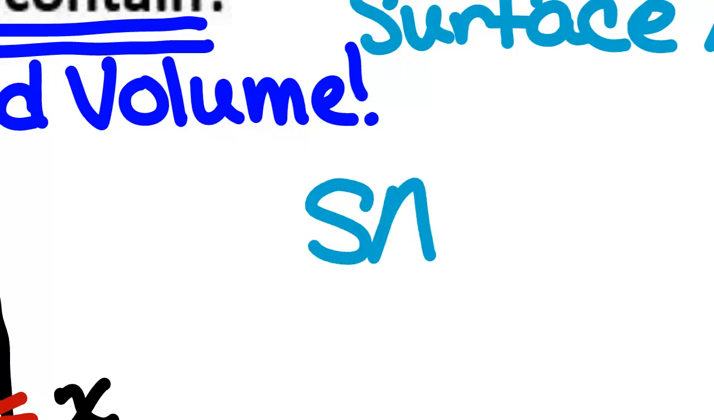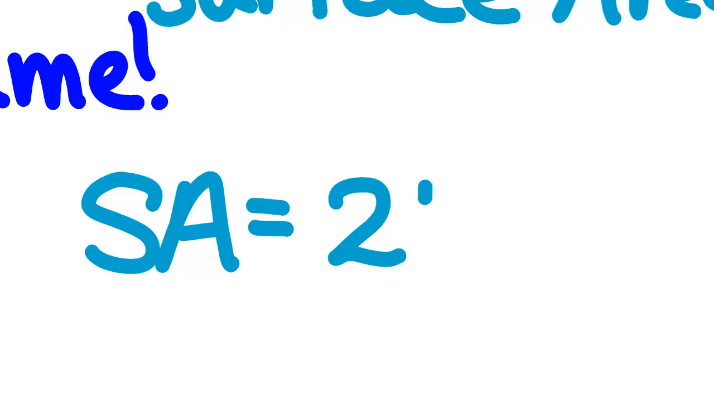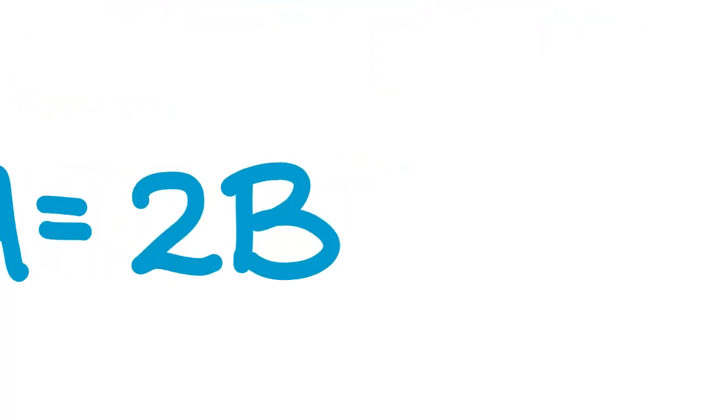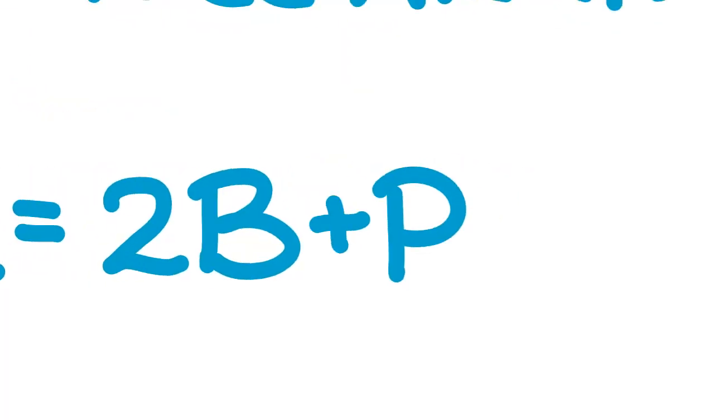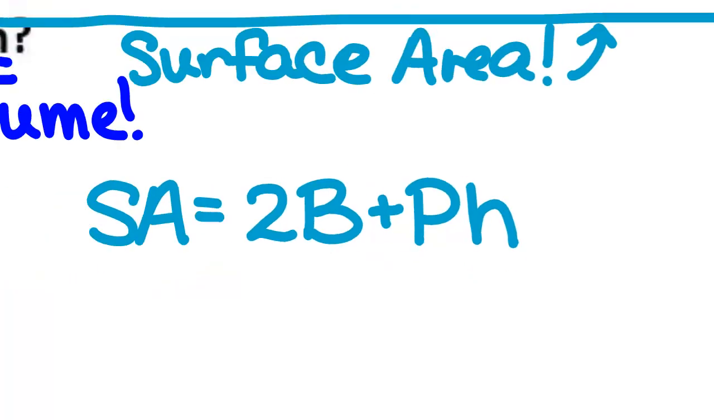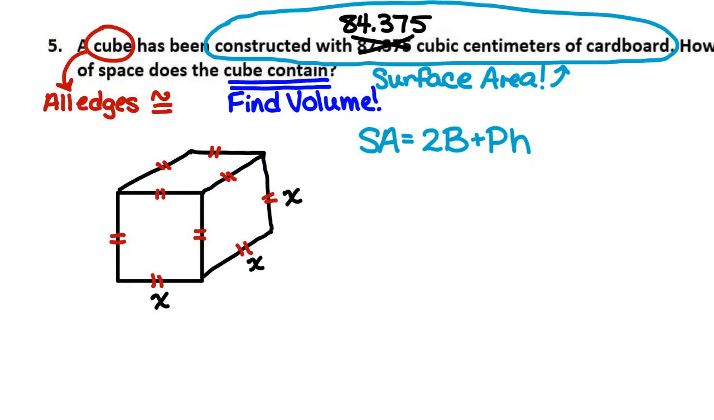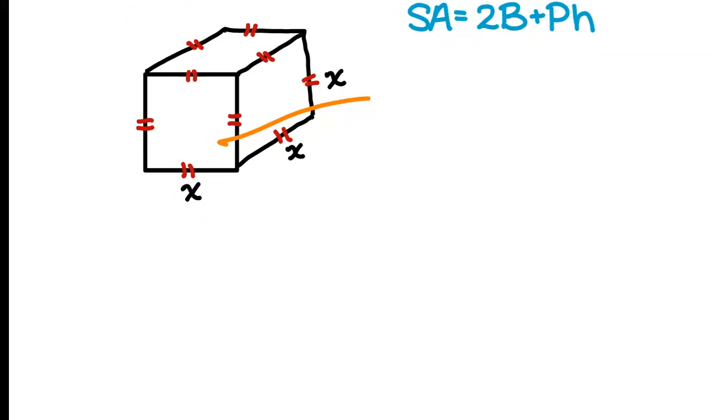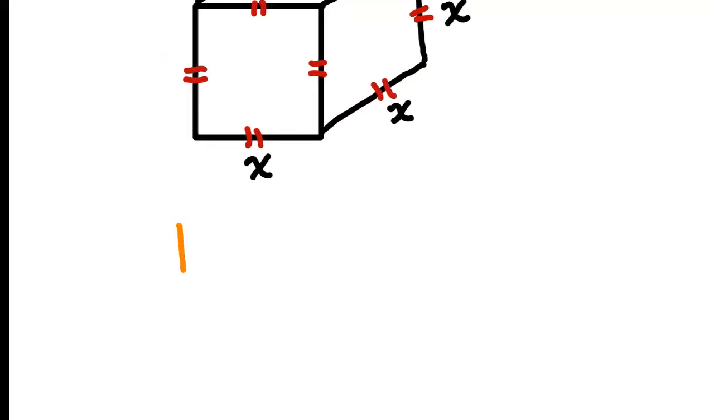They gave us surface area, so I'm going to start with the surface area formula. Surface area equals 2 times the area of the base plus the perimeter of the base times the height. The area of the base. What shape is the base again? Square. A square. How do you find the area of a square?